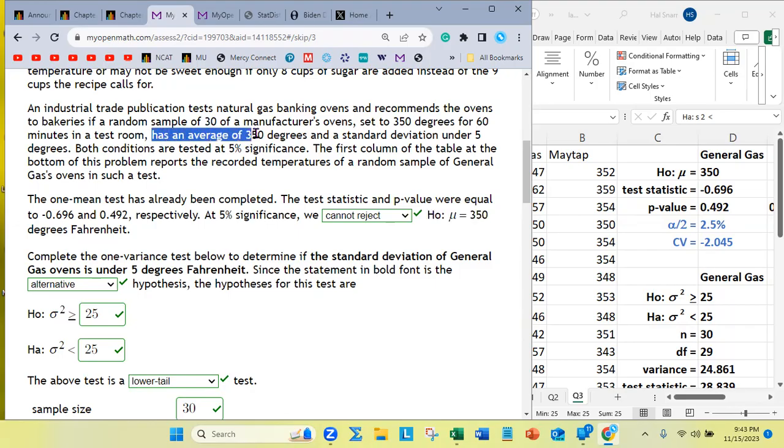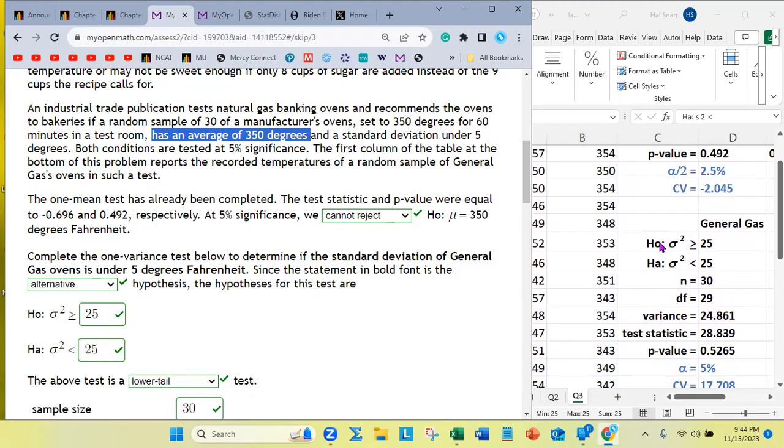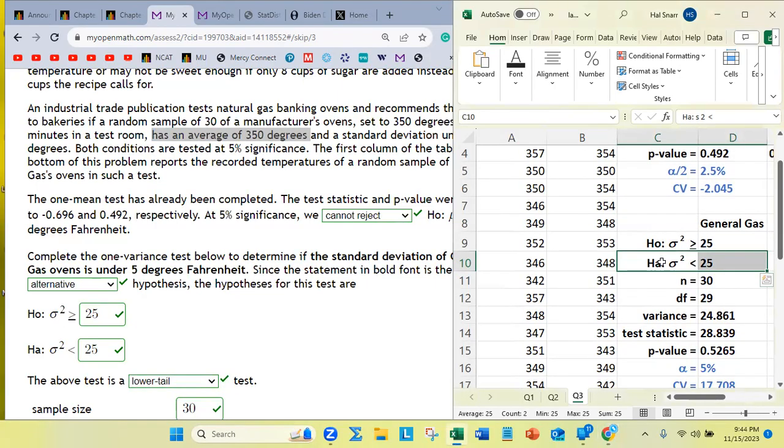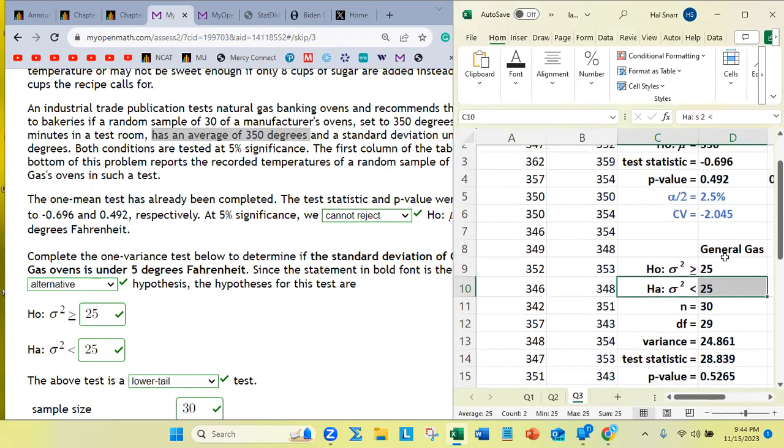You get a thumbs up in the trade magazine if the average temperature is 350 degrees, right? And we concluded that the data suggested from our sample that that probably is true. But in our one variance test, our evidence didn't support the alternative, it supported the null hypothesis. So we would not get a thumbs up or recommendation from this industrial trade magazine because we want the evidence to support the alternative hypothesis on the one variance test.